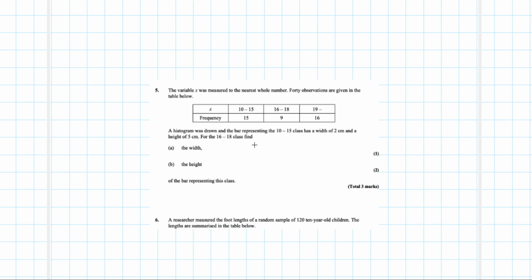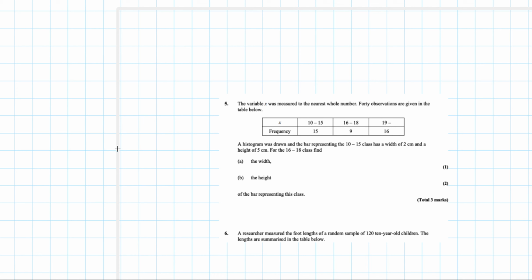Okay, the last question for this video is question 5. The variable x was measured to the nearest whole number. 40 observations were given in the table below. The histogram was drawn, and the bar representing the 10 to 15 class has a width of 2 centimeters and a height of 5 centimeters. For the 16 to 18 class, find the width and the height of the bar representing this class.